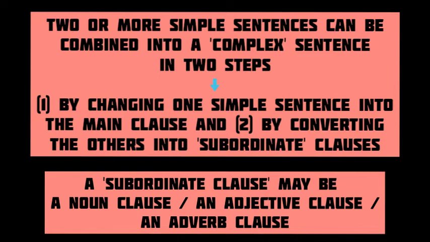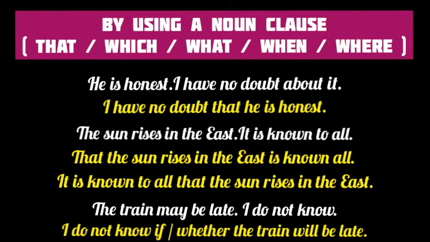I am going to tell you how you can easily identify and use these three types of subordinate clauses along with the principal clause in the complex sentence. We can combine two or more simple sentences into a complex sentence by using a subordinate noun clause with the principal clause. And remember, the noun clause is always initiated by one of these five words: that, which, what, when, and where.